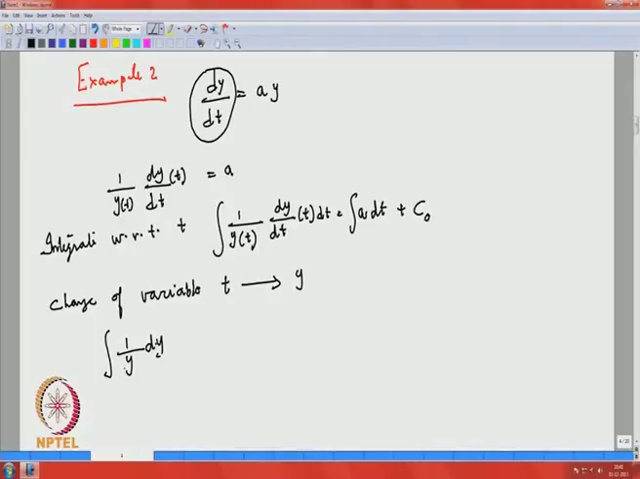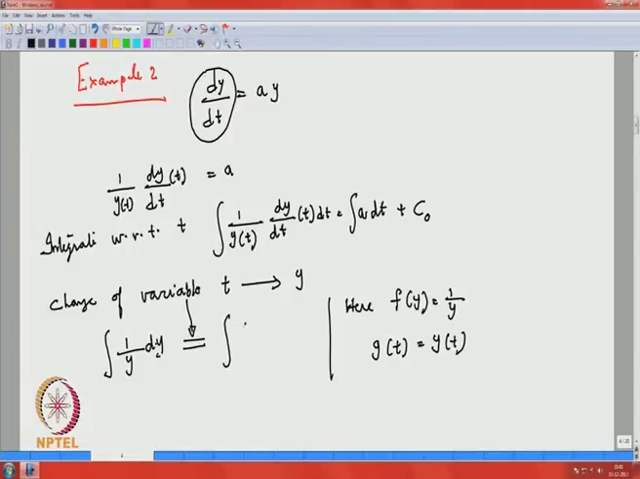Here f of y is 1 over y and my g of t is equal to that. So, f of y is equal to 1 over y and my g of t is nothing but y of t. This is what you are doing. So, if I do that by the change of variable formula again, I need to view this as a function of t and I want to differentiate this. Differentiating is nothing but my dy by dt, that is y prime of t, and I can integrate dt.